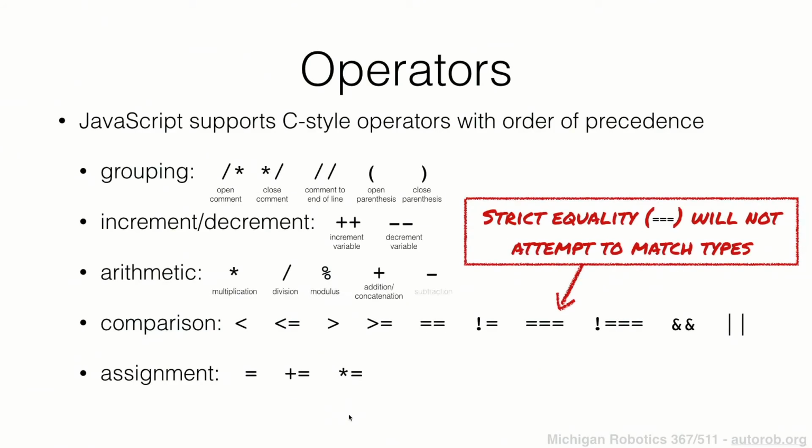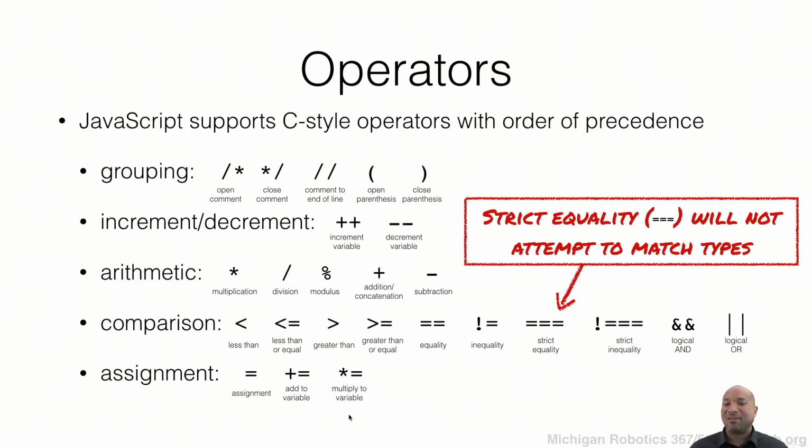We should note that there are a number of operators that are available in JavaScript. There are operators that will comment out code, grouping operators such as the parentheses, and a lot of mathematical operators: increment and decrement, arithmetic, comparison, assignment. Whenever you see the triple equal sign, that means strict equality. The things that you're comparing have to be equivalent. If you use the double equal sign, JavaScript will try to match types and do some casting for you. So you should note that there is a difference between those two.